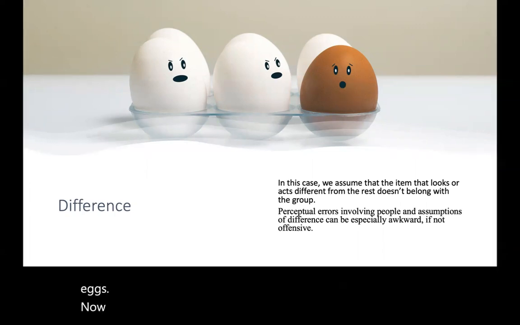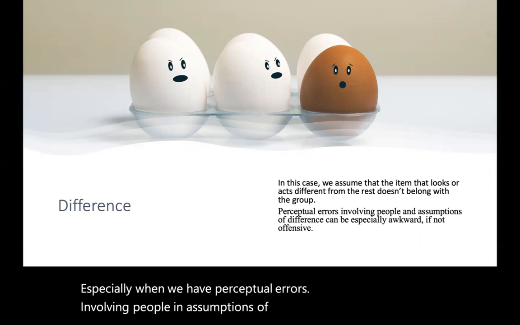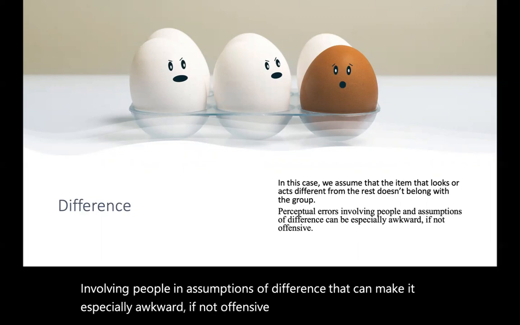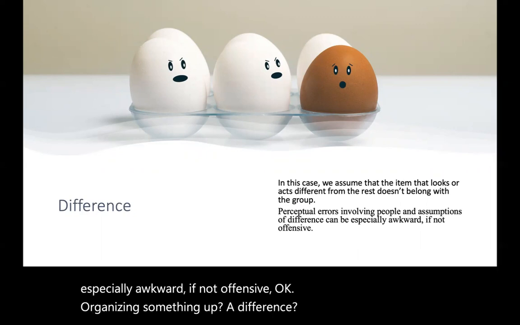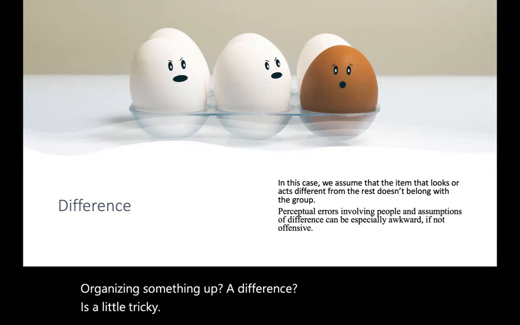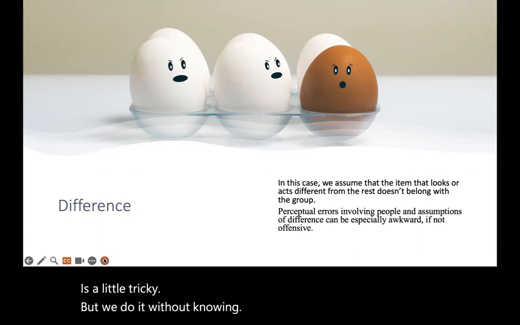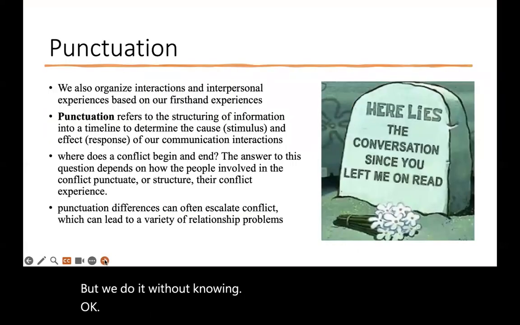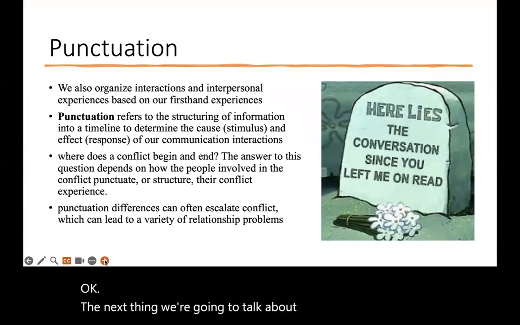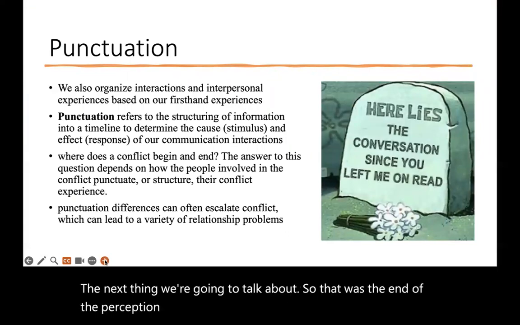Now, organizing differences sounds bad, especially when we have perceptual errors involving people and assumptions of difference that can make it especially awkward, if not offensive. Okay. Organizing something off a difference is a little tricky, but we do it without knowing. Okay. The next thing we're going to talk about, so that was the end of the perception process. 3 steps.